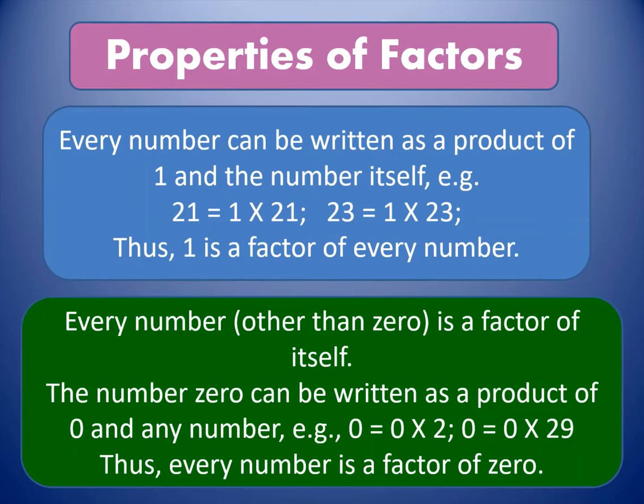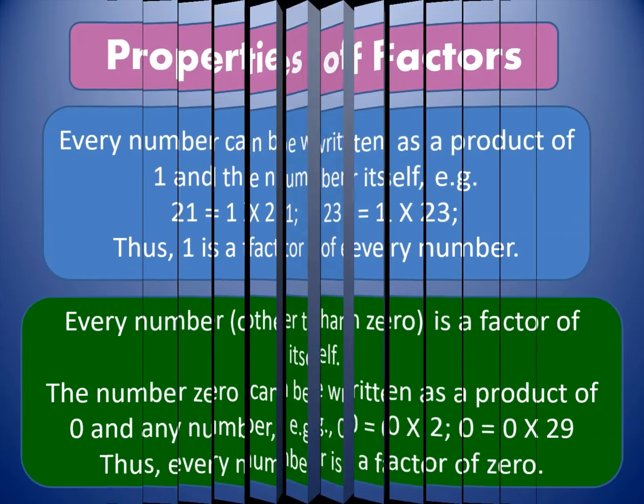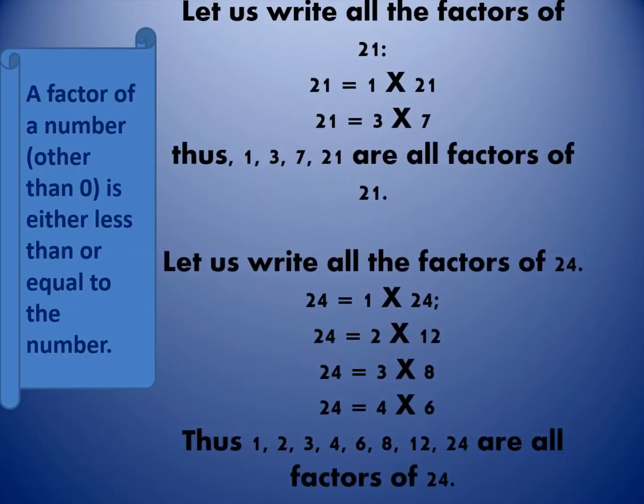The number 0 can be written as a product of 0 and any number. Example, 0 is equal to 0 multiply 2. 0 is equal to 0 multiply 29. Thus, every number is a factor of 0. A factor of a number other than 0 is either less than or equal to the number.